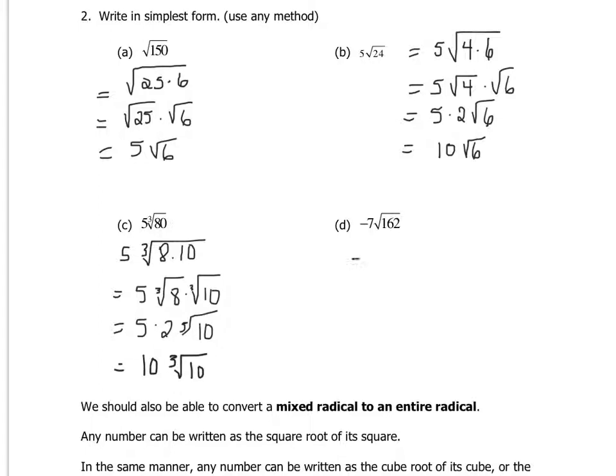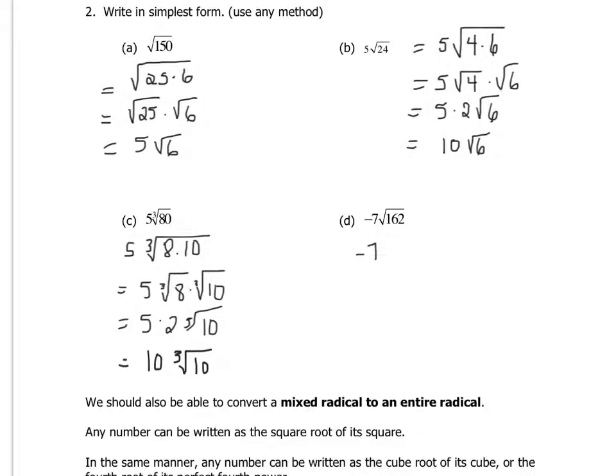If you look at your list of perfect square factors, if you can't remember, just go back to page 52, I think it was. So if you look at the list, 81, I believe, is the largest perfect square factor of 162, 81 times 2, and that would be -7, root 81 times root 2, which is -7 times 9, root 2, which would be -63, root 2.